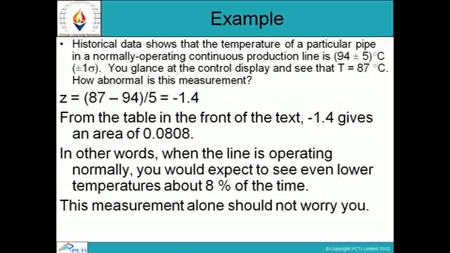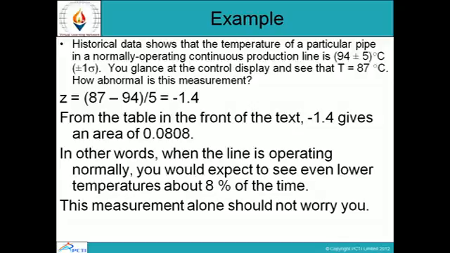Historical data shows that the temperature of a particular pipe in a normally operating continuous production line is 94 plus or minus 5 degrees Celsius, plus or minus 1 sigma. You glance at the control display and see that T equals 87 degrees Celsius. How abnormal is this measurement?